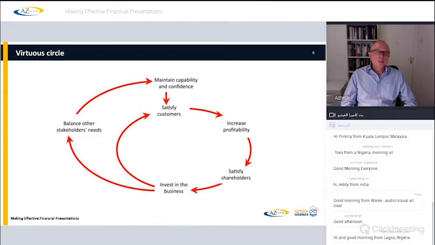Satisfied shareholders are more likely to invest in the business, which will give you additional capital when you need it to meet the changing needs of customers and to deal with changes in business models. And so by doing this, we can achieve this virtuous circle. If we balance carefully the needs of the other stakeholders, then that further helps to maintain the capability of the company and maintain confidence in the company.